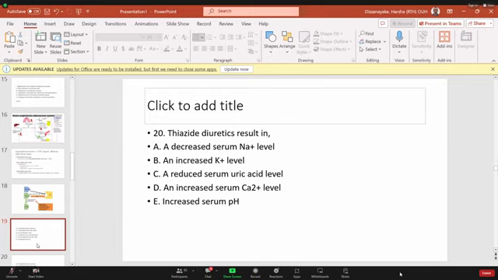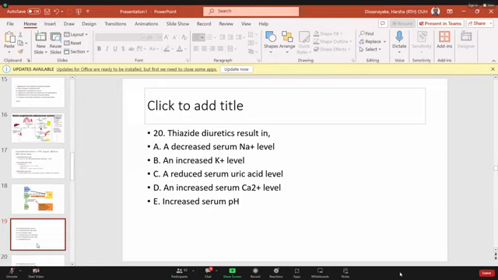Thiazide diuretics. Thiazide diuretics act on the distal convoluted tubule to block sodium chloride channels. And then this delivers a large load of sodium to the collecting ducts. And then this causes a diuresis. So a large volume of sodium and water is going out in urine.